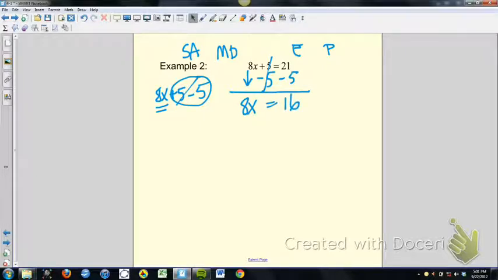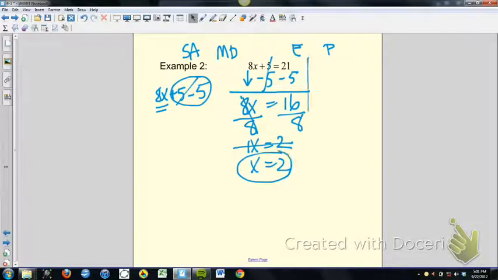Now let's isolate the variable by using the inverse operation for multiplication, which is division. Okay, 8x divided by 8 is just 1x, and 16 divided by 8 is 2. Well, 1 times x is just x. So really, you didn't actually have to do that step. I just like to show that step sometimes.